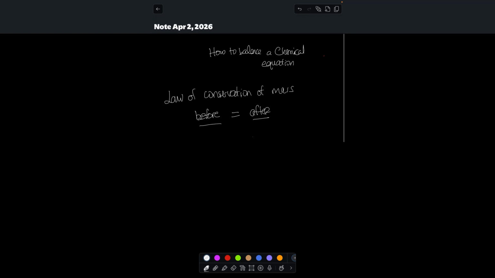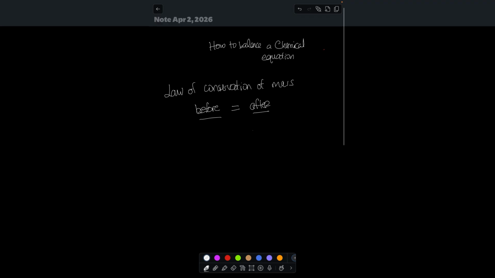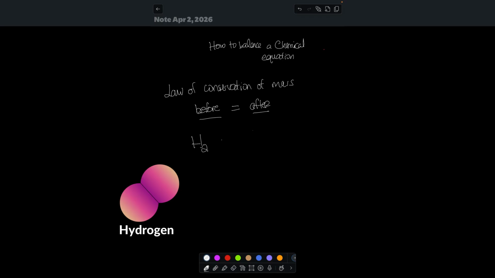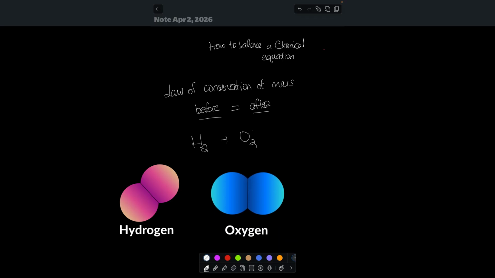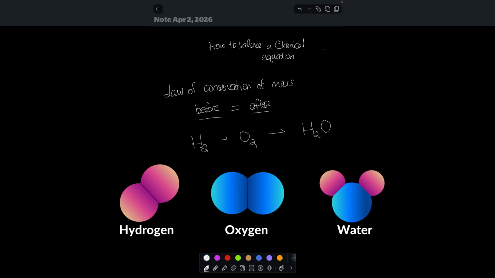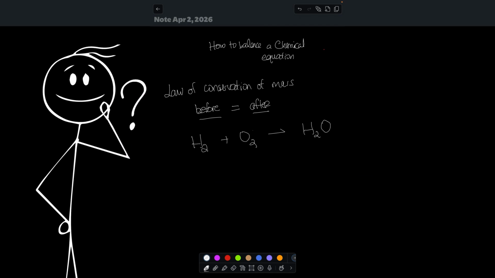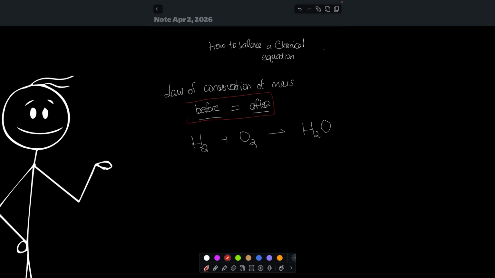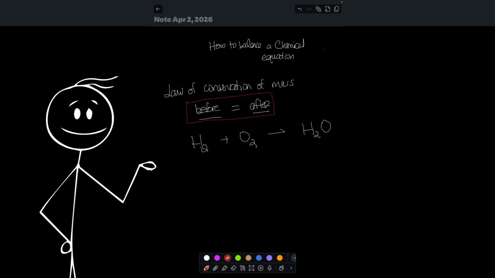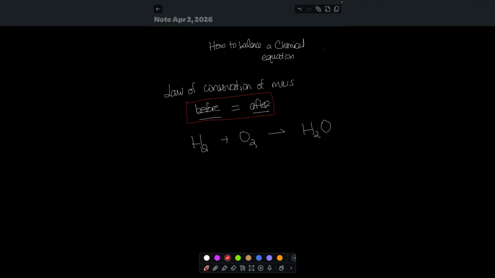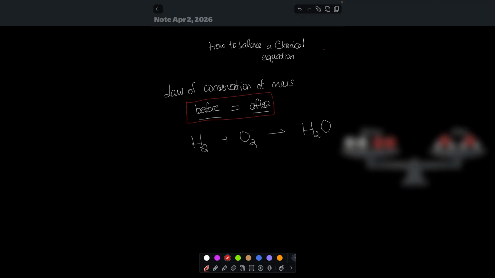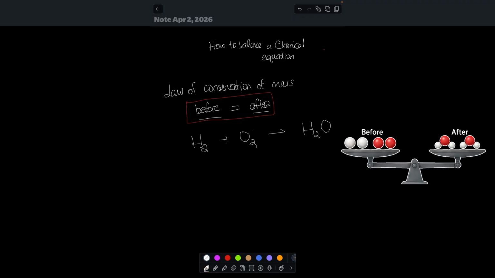And so whenever we have a chemical equation, let's say we have hydrogen plus oxygen combined together to form water. The goal of balancing a chemical equation is to follow this law, right? The purpose is to make sure that we have the same number of atoms before and after.